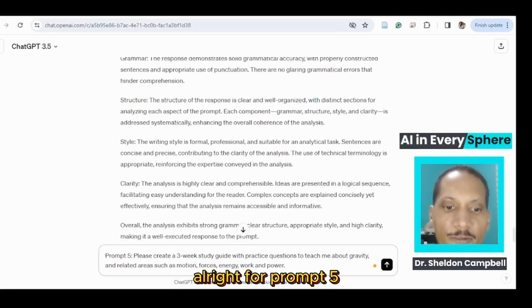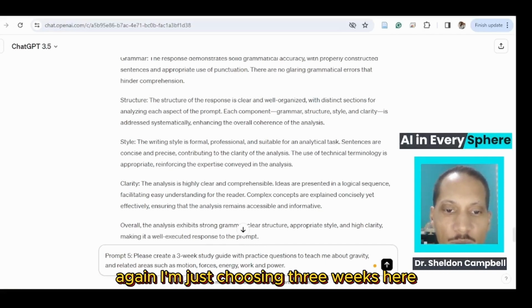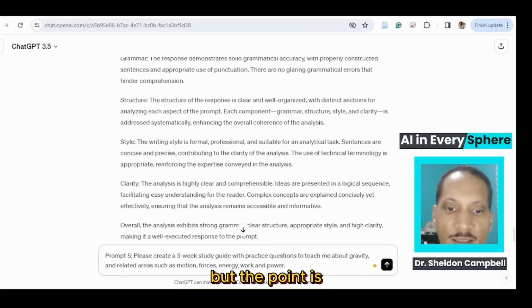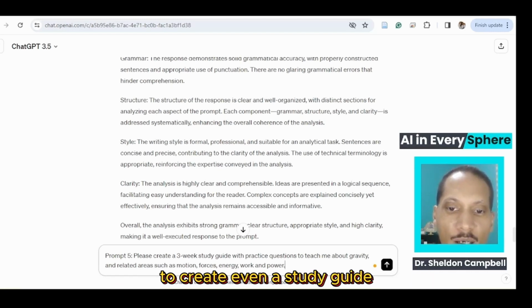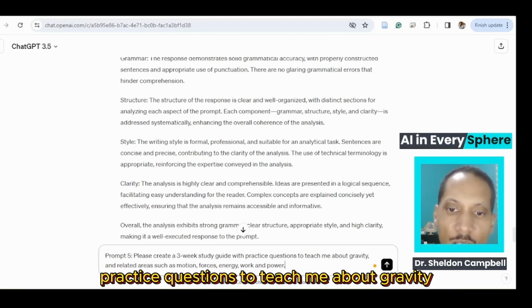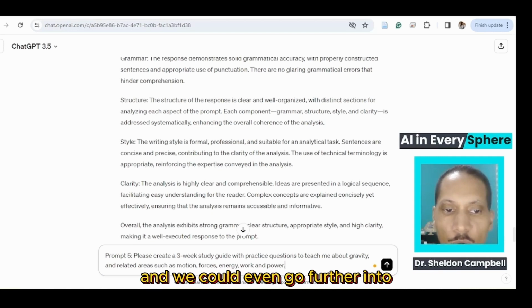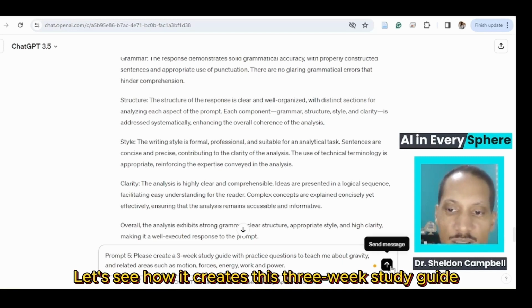Alright, for prompt 5, we could say please create a 3-week study guide. Again, I'm just choosing 3 weeks here, but the point is I'm trying to show that we can use ChatGPT to create even a study guide or to give us practice questions. So we say create a 3-week study guide with practice questions to teach me about gravity. We've been talking about gravity. And we could even go further and say, and related areas such as motion, forces, energy, work, and power. So let's see how it creates this 3-week study guide.